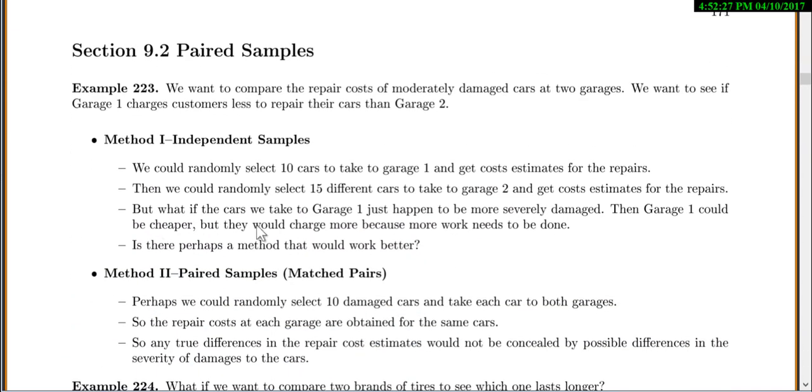First, though, let's talk about some different ways that we can take samples from both populations. Okay. So let's say we want to compare the repair costs of moderately damaged cars at two garages. We want to see if garage 1 charges customers less to repair their cars than garage 2. Okay, there's a few different ways that we can do this.